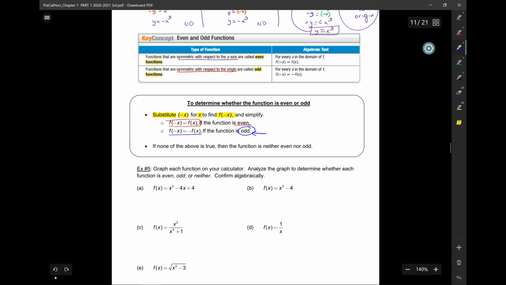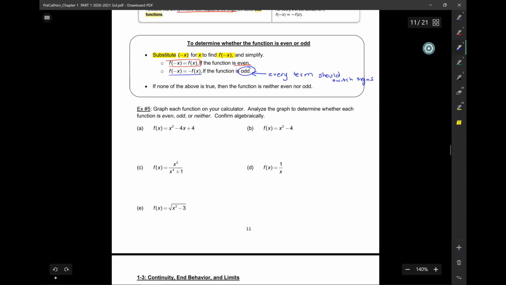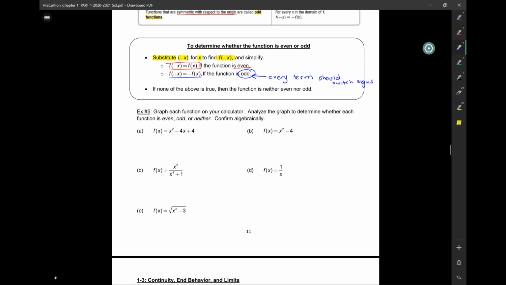So for it to be an odd function, every term should switch signs. That's when it's an odd function. All right, so let's take a look here. For even and odd, we're always going to just find f of negative x. We're going to plug in negative x for each of the x's. Replace every x with negative x. Okay, that's all I'm doing. Take out x, put in negative x.